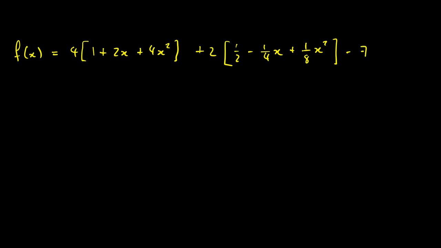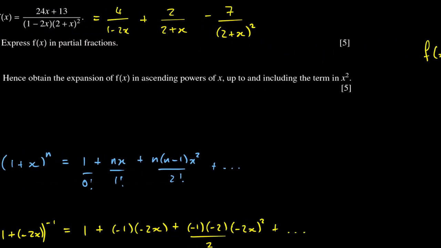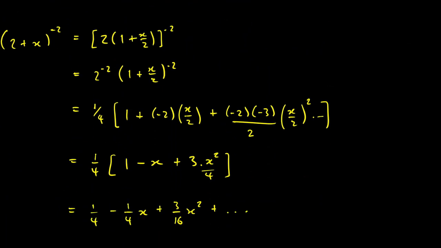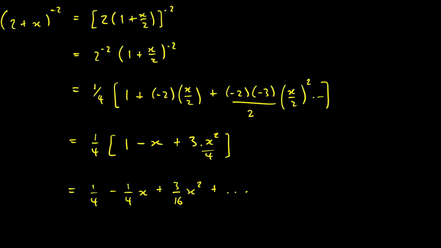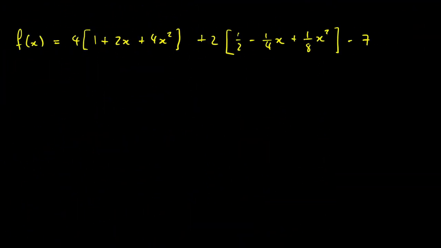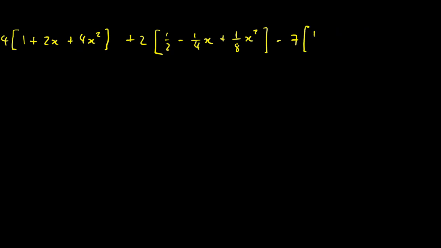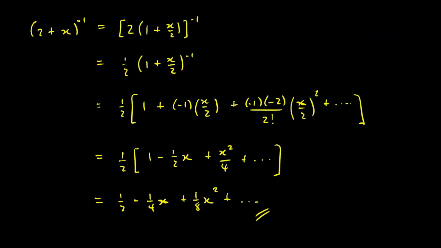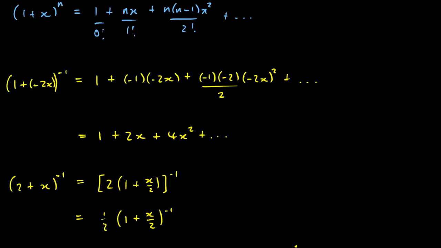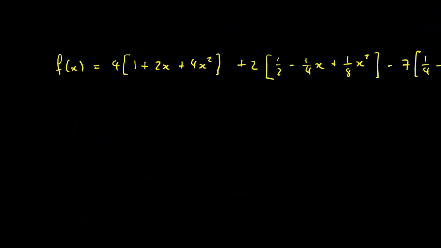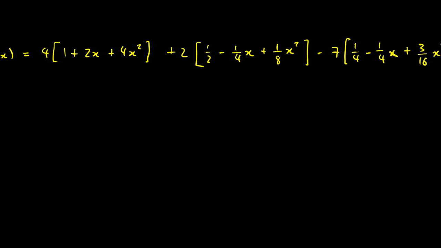And then the last one was minus 7 times the last expansion. If I go all the way down to the bottom, which was a quarter minus a quarter x plus 3/16 x squared. Okay, let's go up. So a quarter minus a quarter x plus 3/16 x squared. Okay. Sorry, just double check that one more time. You have to be so careful with these because you can make small errors and they're really annoying. Okay. All right. So now I think all I've got to do is expand this whole thing.